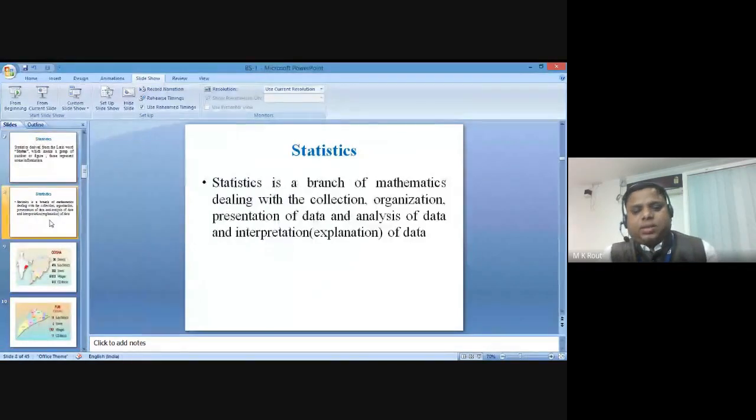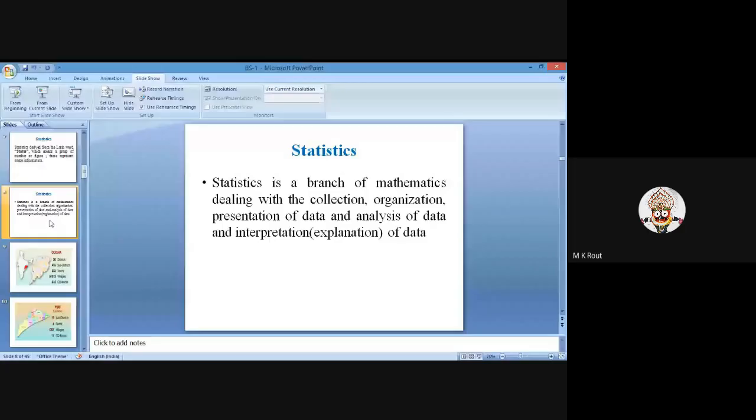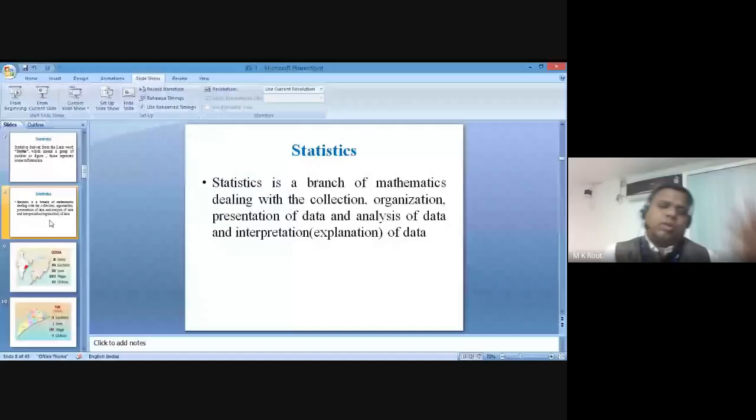Statistics is a branch of mathematics dealing with collection, organization, presentation, analysis, and interpretation of data. Suppose a company assigns two to three people for collection of various types of data from the nearby market in Bhubaneswar. The company assigns two to three people who go directly to the market building area.